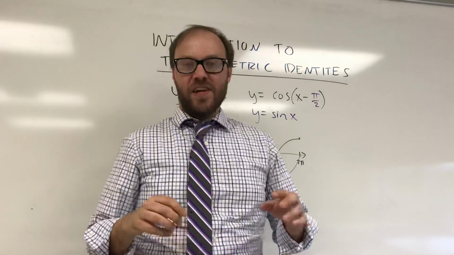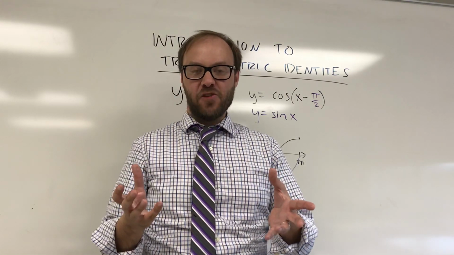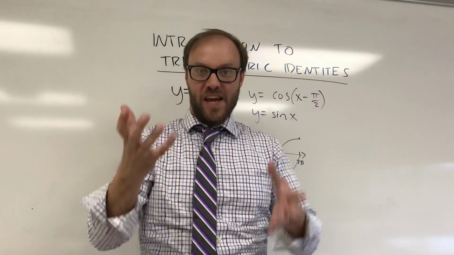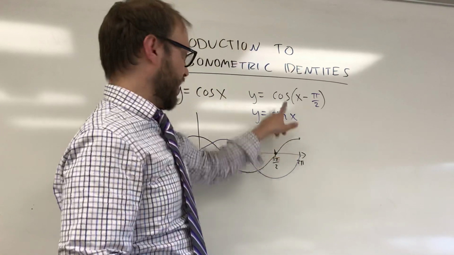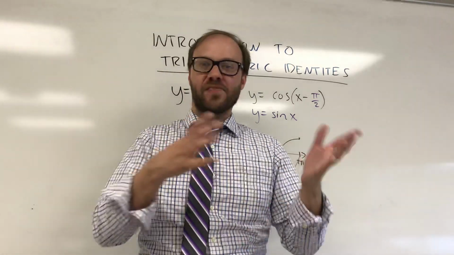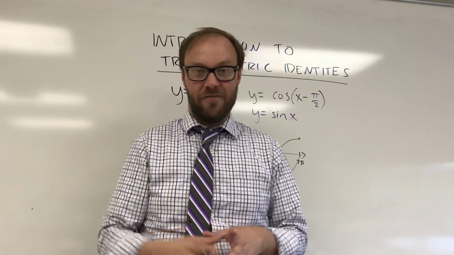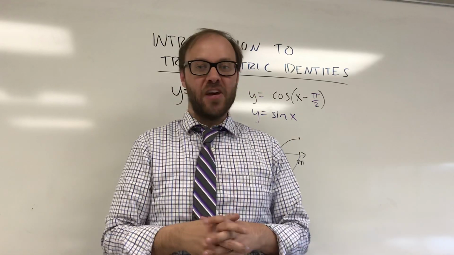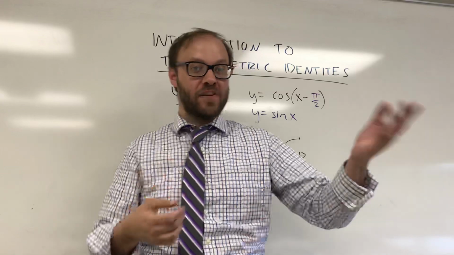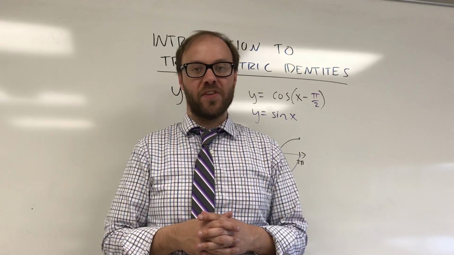So here's the challenge. The whole idea of an identity is that two different things can be the same thing. Cosine of x minus pi over 2 is the same thing as sine of x. You've seen this before with fractions, for example. 2/4 is the same thing as 1/2. 5/10 is the same thing as 1/2. You've seen it with radicals. Radical 20 and 2 radical 5 are the same thing. Lots of different ways that you can write those radicals that are equivalent.